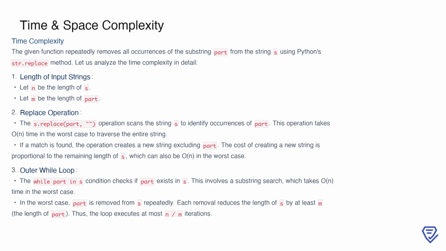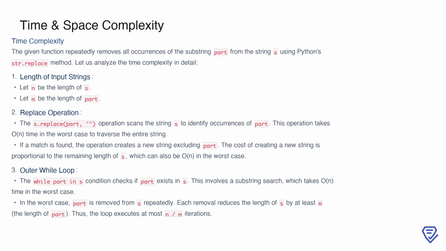Time complexity is determined by the operations performed in the function. First, we define the lengths of the input strings. Let n be the length of the string S and m be the length of the substring part. The core operation here is the replace method, which scans the string S to locate all occurrences of part. In the worst case, this traversal takes O(n) time. Additionally, if a match is found, it creates a new string excluding part, and the cost of creating this new string is also proportional to the length of S, making it O(n) as well.